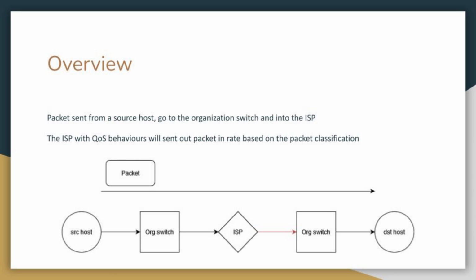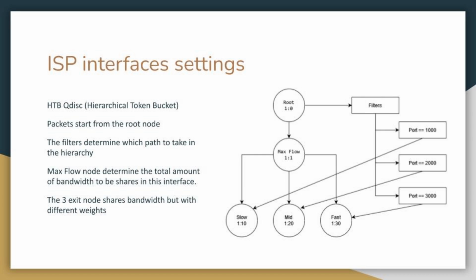Here's an overview of the path a packet will take in the system, from the source host to the destination host. Notice how the traffic control only occurs in the egress from the ISP. The packet can travel freely without restrictions in any other connections.